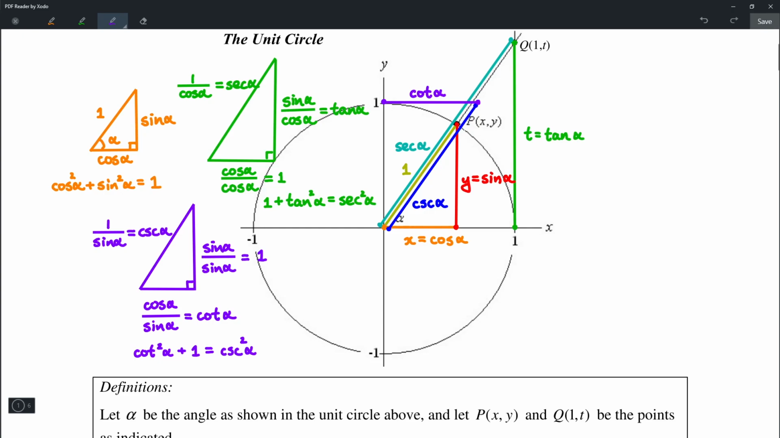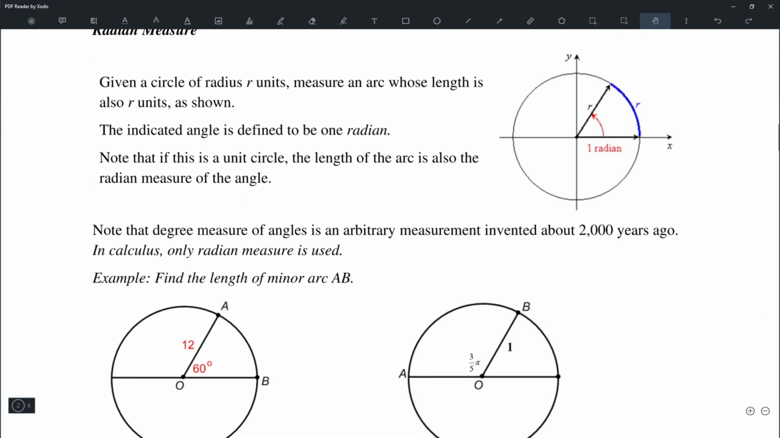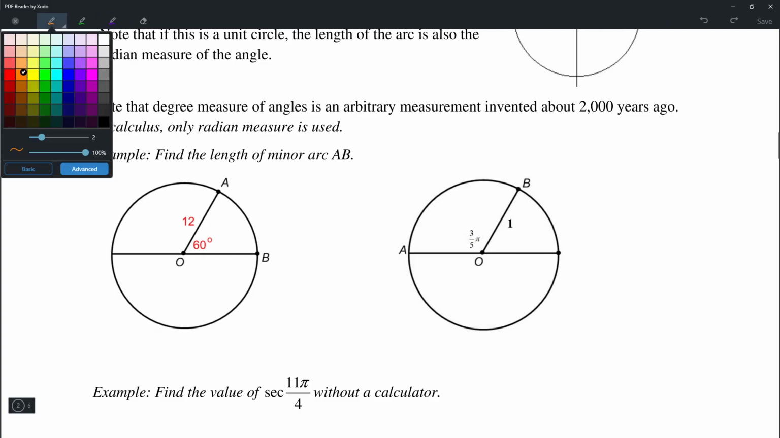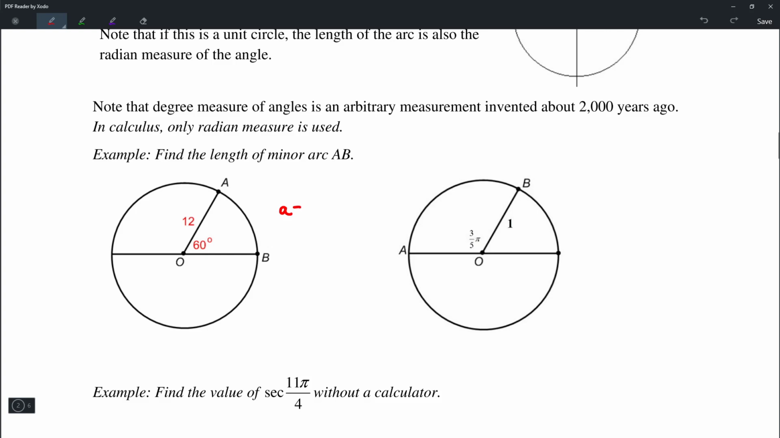Okay, so the second part of trigonometry that we should review is radian measure. Recall that we have the formula A is equal to r theta. In this case, if we are to find the arc length from A to B, we simply have the radius of 12 and the angle theta, which should be in radian measure, and we know that 60 degrees is pi over 3. So this would be 12 times pi over 3, which means the arc length A is 4 pi. Right here.